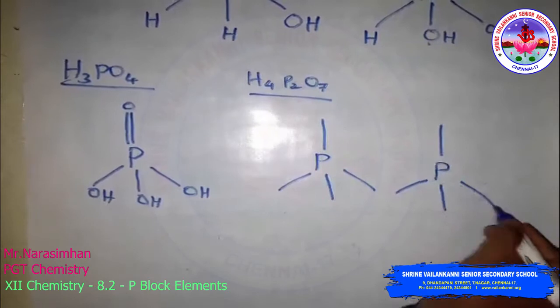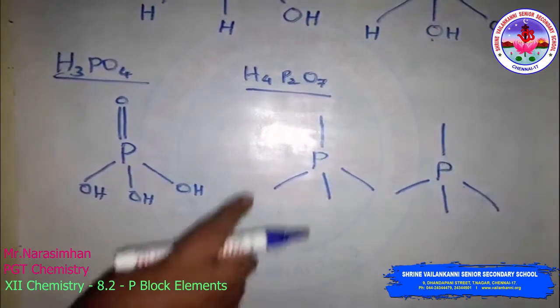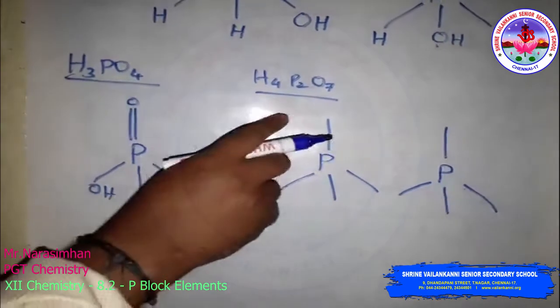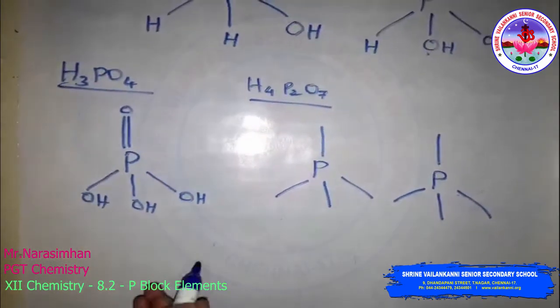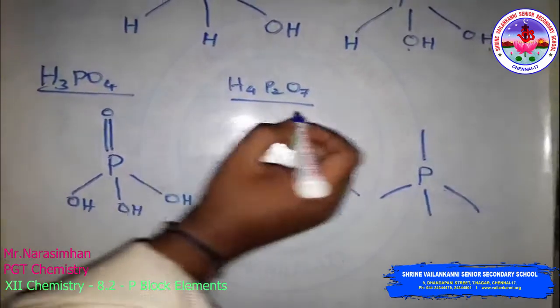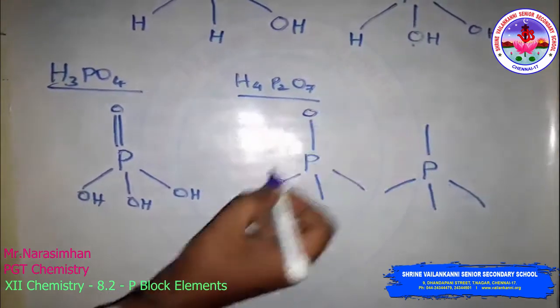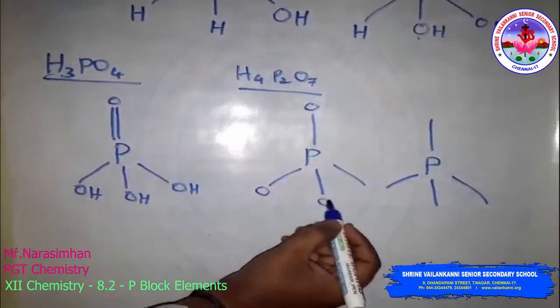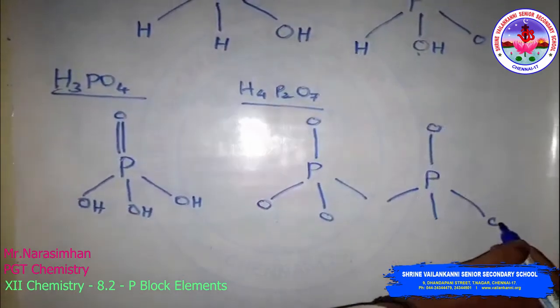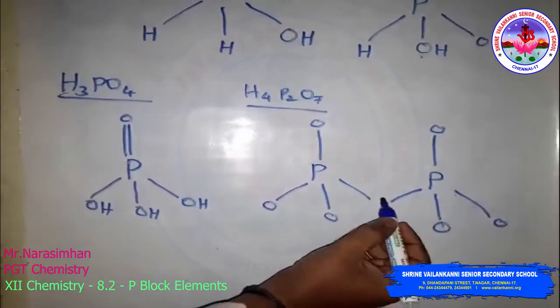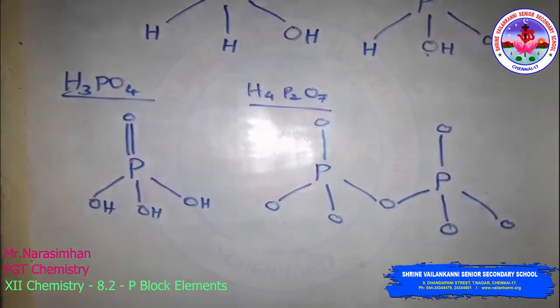How many oxygen atoms are there? How many hydrogen atoms are there? You want to see. So here, 4 hydrogen atoms and 7 oxygen atoms. First fill the 7 oxygen atoms. 1, 2, 3, 4, 5, 6. The 7th one you have to put here.